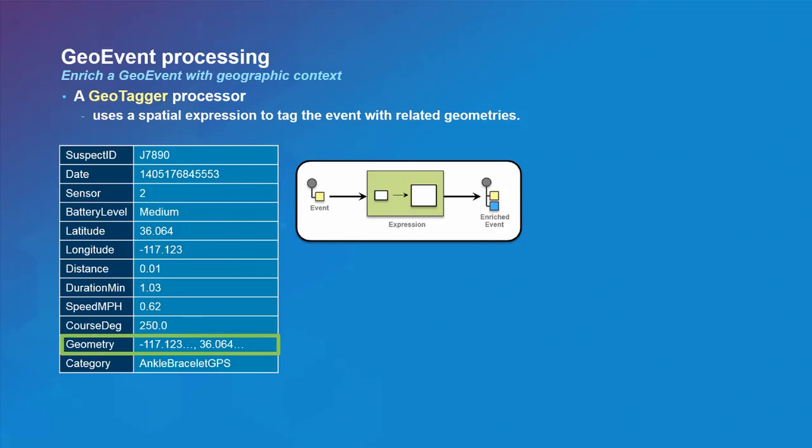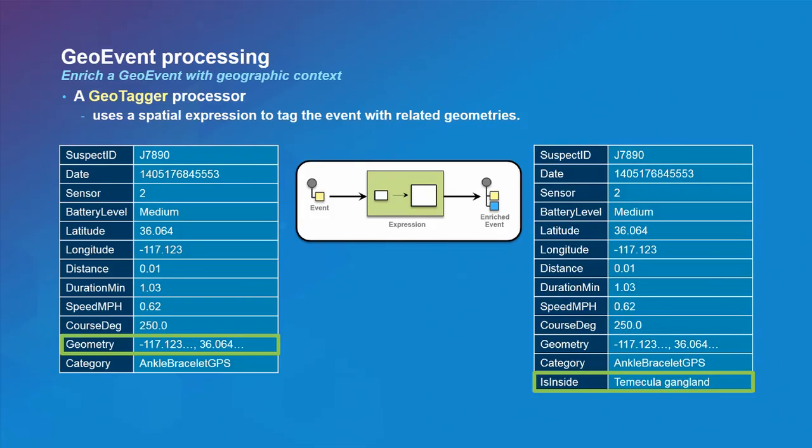So the geotagger is taking a look at the geometry that the event has and then comparing it to some expression or evaluation that you configure inside the geotagger in order to say, yes, it is inside, or yes, it does intersect, or yes, it is disjoint. And then you can enrich the event record with the name of the geofence or geofences that satisfy that condition.